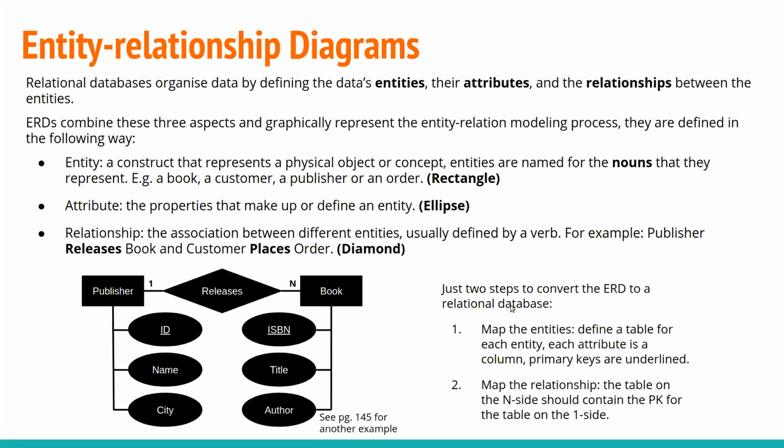All right, just 2 steps to convert an ERD into a database. So we've got this ERD over here, and it's super easy to convert this entity relationship diagram into a database. Each entity, the publisher, the book, will define a table. And when I say table, you'll see on the next slide, I literally just mean table, like rows and columns. Each attribute will be a column in that table. And then we just have to map the relationship, and the way we map the relationship, I'll show you on the next slide.